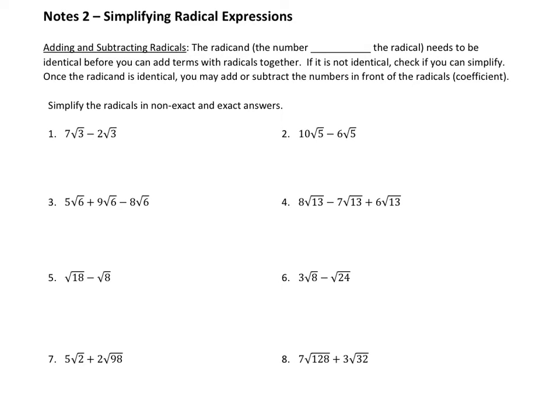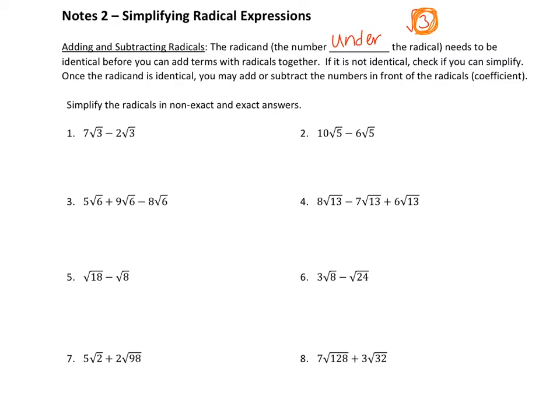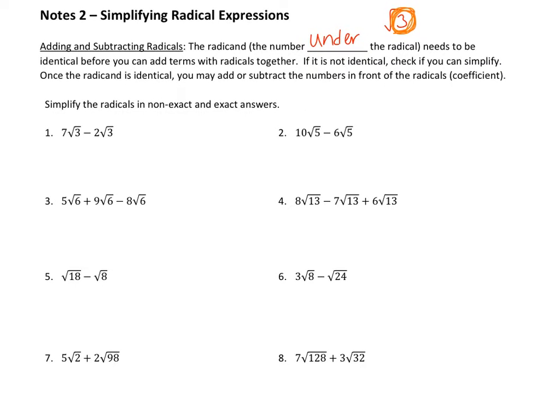So on these first ones, what you have to think of is adding and subtracting the radicand, which is the number that's inside the radical or underneath the radical. So that would be my 3 right here is the radicand. It needs to be identical before you can add or subtract any of the terms together. So if it's not identical, you have to make sure that you can simplify it first. If it's simplified as far as it can go, then you have to check if you can add or subtract it.